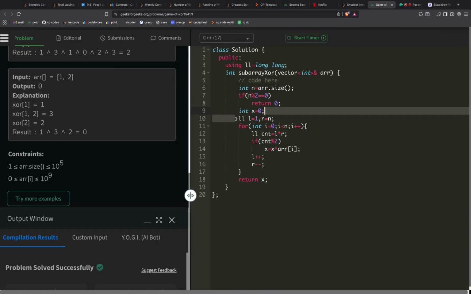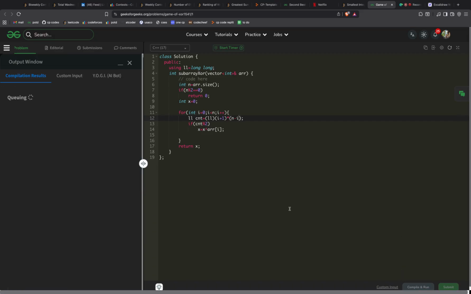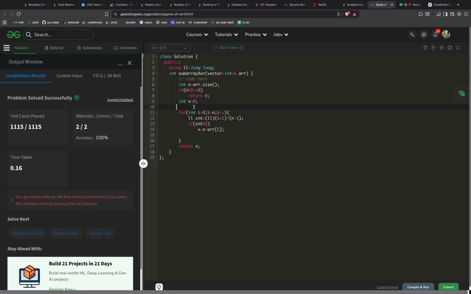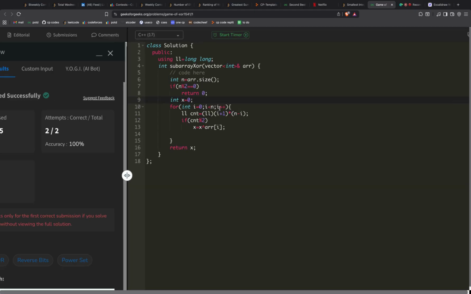One thing that we can simplify: I am maintaining this l and r and doing l plus plus, r minus minus. We can just directly set the count equal to i plus 1 into n minus i. Let's submit this and see if this works. Okay, this works. Let's submit it. Yeah, so I simplified it even further. So let's jump to the code.